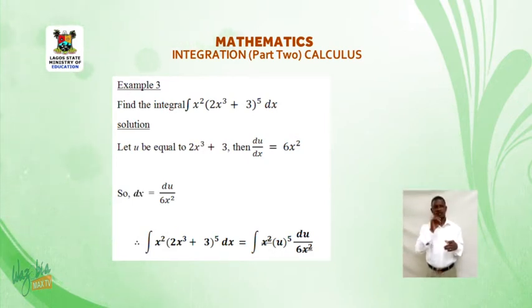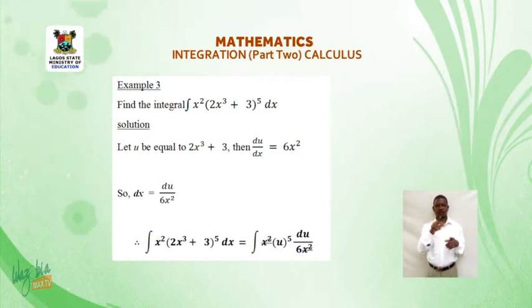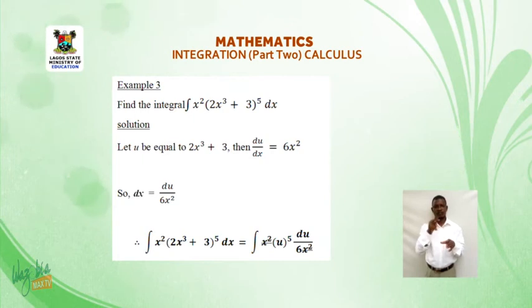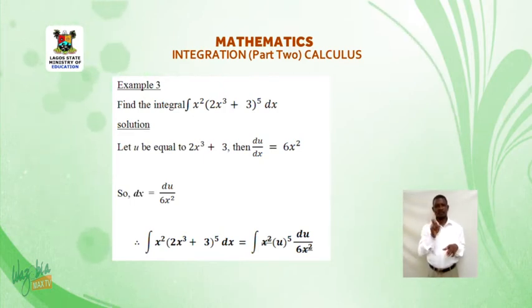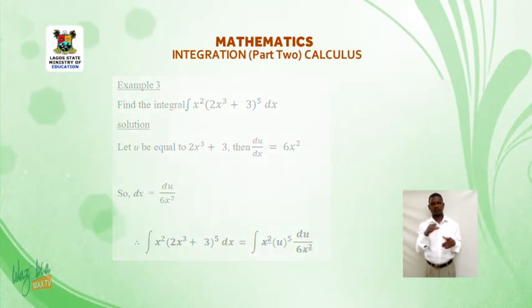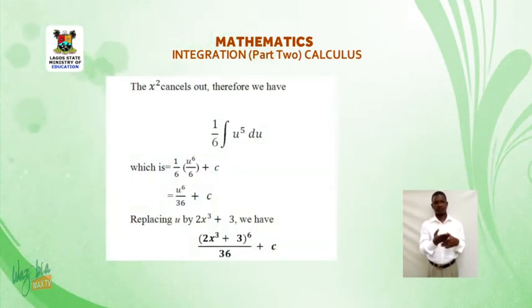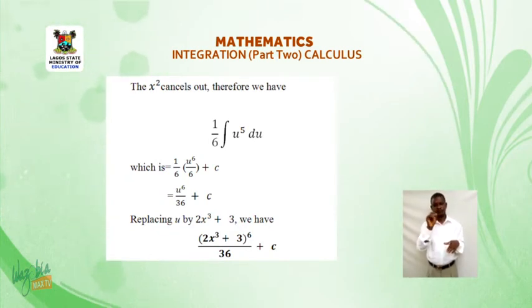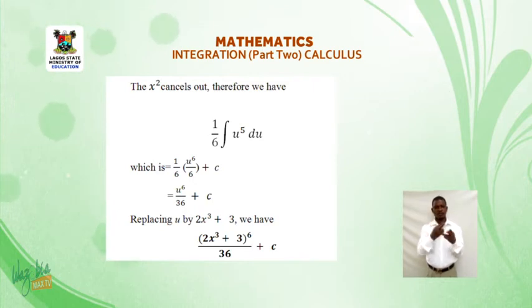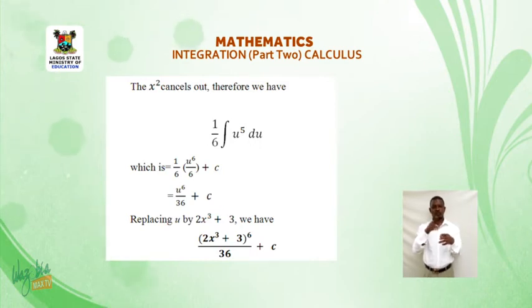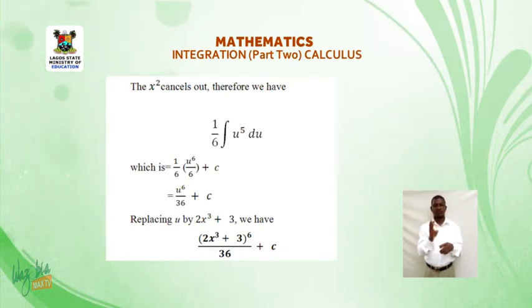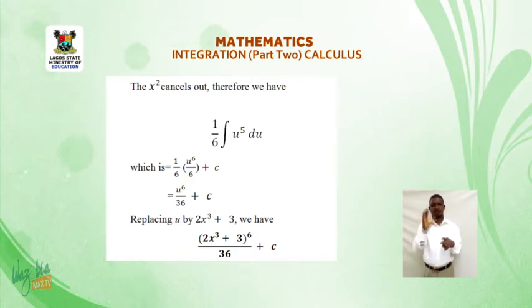Therefore, the integral of x squared into (2x cubed + 3) all raised to the power 5 becomes the integral of x squared u raised to the power 5 du over 6x squared. The x squared cancelled out. Therefore, we have 1 over 6, the constant, integral u raised to the power 5 du, which is equal to 1 over 6 into (u raised to the power 6 over 6) plus c. That is u raised to the power 6 over 36 plus c.